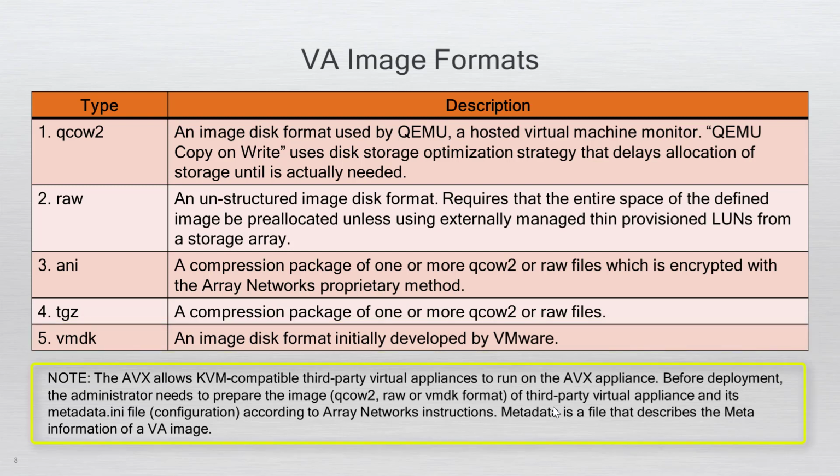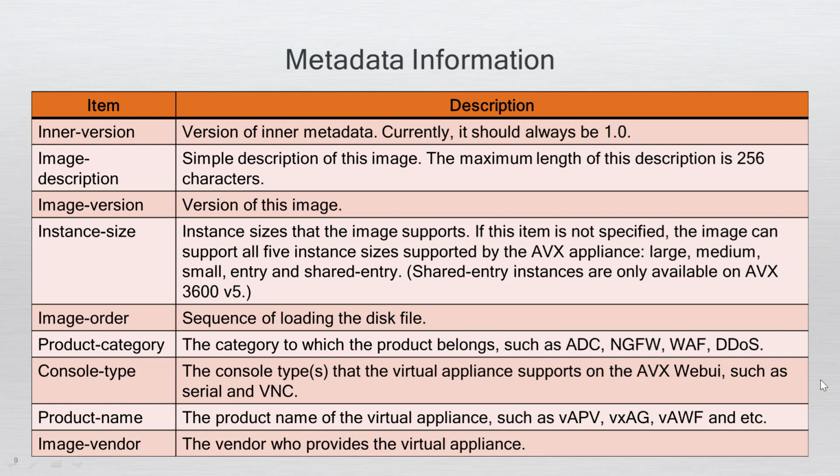Each VA will require metadata. If the format is QCOW2, RAW, or VMDK, the metadata can be entered manually or from a file. If the format is ANI or TGZ, the metadata file should be included in the package. This slide describes all the information required for the metadata.